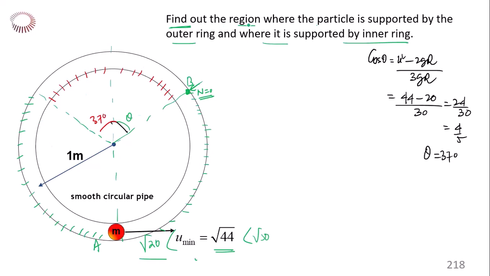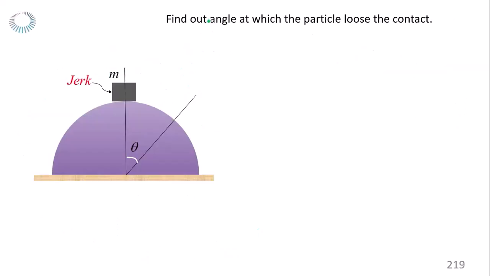Okay, so find out the region where the particle is supported by the outer ring. Outer ring is basically for 360 degrees minus 74 degrees. This part is supported by the outer ring, and the inner ring is supporting the 74 degree angle. So these are the two answers. The inner ring supports 74 degrees, and the outer ring supports the rest of the portion. Now there is a hemisphere. So this is the hemisphere.